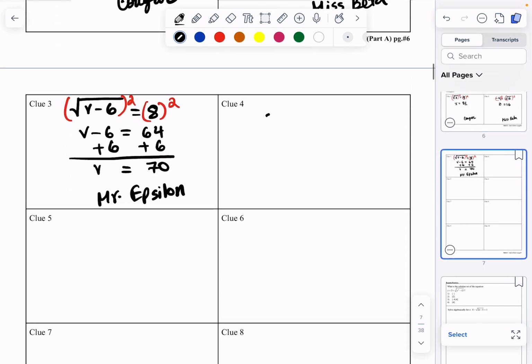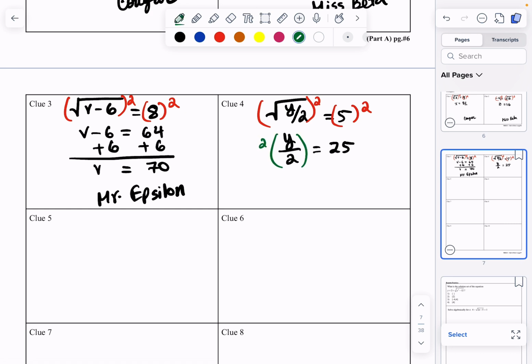Clue number 4, we have radical y over 2 is equal to 5. Then we square on both sides. We end up having y over 2 is equal to 25. And now we have to remove the denominator of 2. So for that, we multiply by 2 over 1 on both sides, and we do that because we want the reciprocal to be able to cancel out our denominator. Then we are left over with y is equal to 25 times 2 is 50.